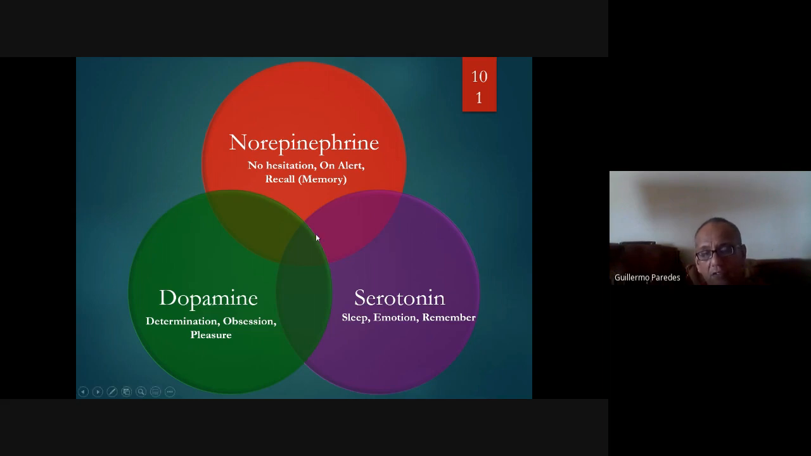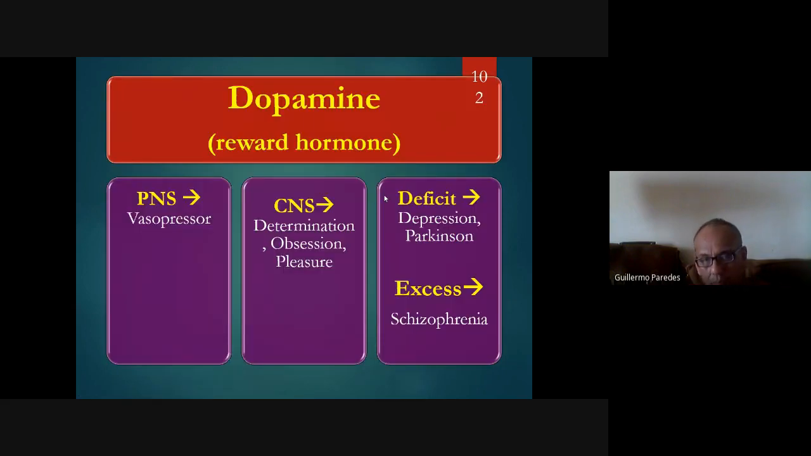So you see here these three neurotransmitters. Why am I talking about these neurotransmitters, right? Besides that, we have in common things that are going to be attention, anxiety, appetite, sex appetite, aggression, mood, cognition. So all these are going to be part of your behavior. Okay, so dopamine, here we have in the peripheral nervous system, the reward hormone, vasopressor. This is the action in the central nervous system. And the deficit of dopamine will lead into depression, right? And excess into schizophrenia.